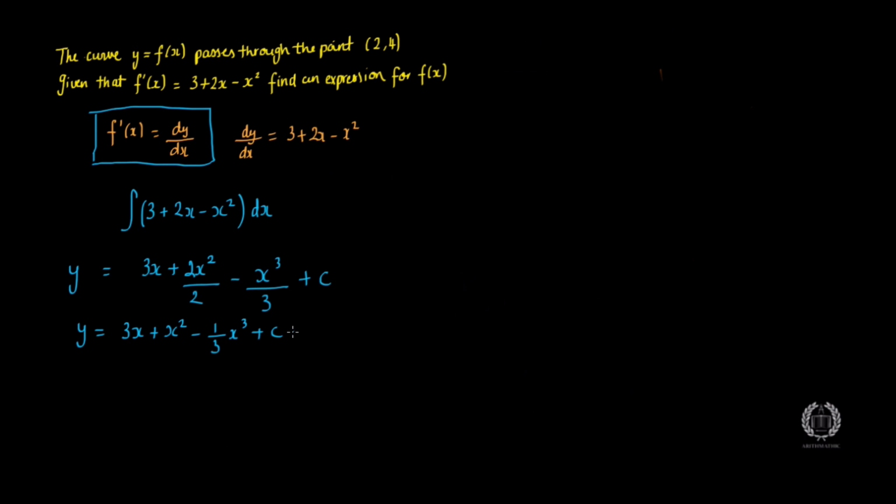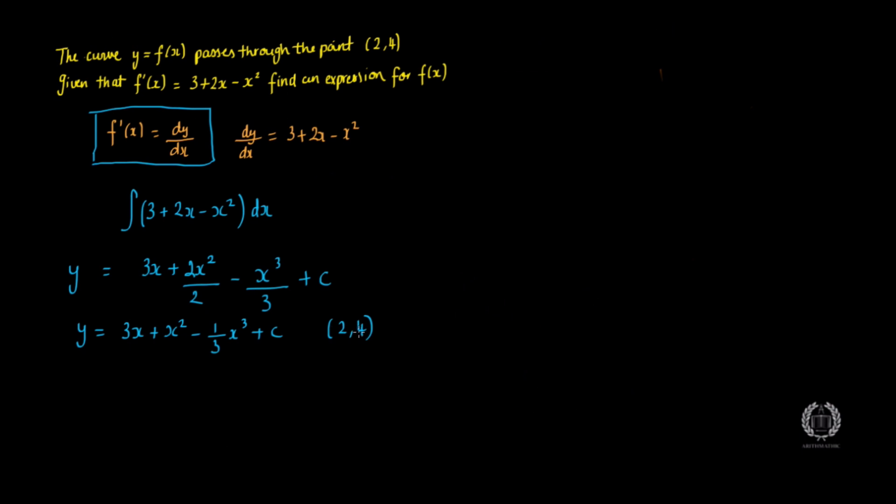But the problem is we need to find the value of c. Now, if you look back at the question, it says that this curve passes through the point (2, 4). So what that means is, can we not substitute our values of 2 and 4 into this equation? So x equals 2, put 2 in your x here, and then put 4 in your y. And then you'll end up finding the value of c. Once you find the value of c, you just put it back in here, and then you get the equation of the curve.